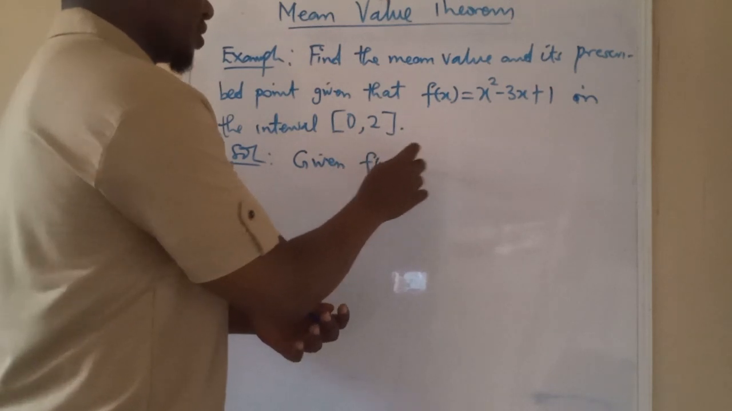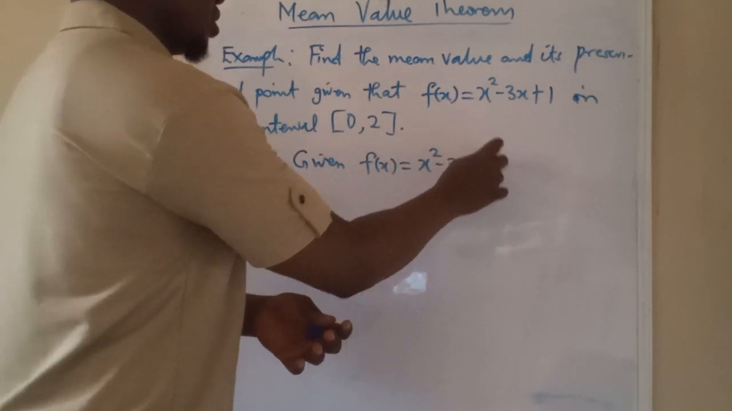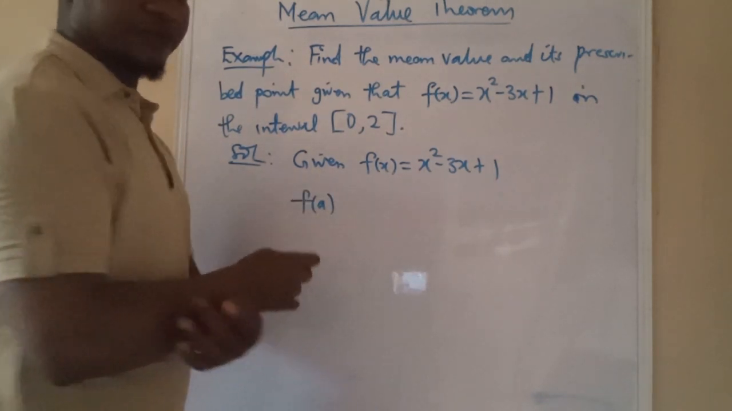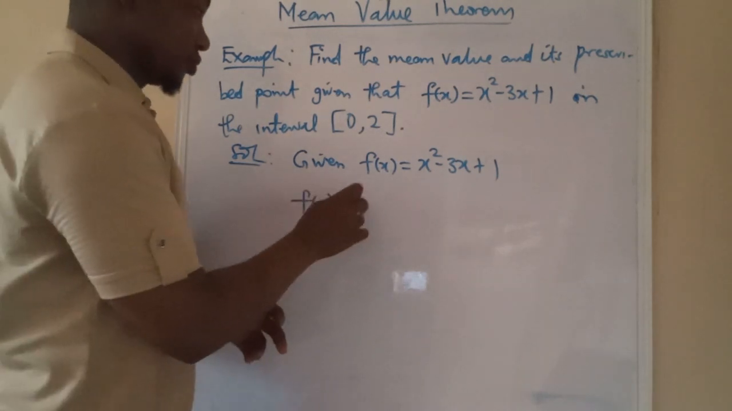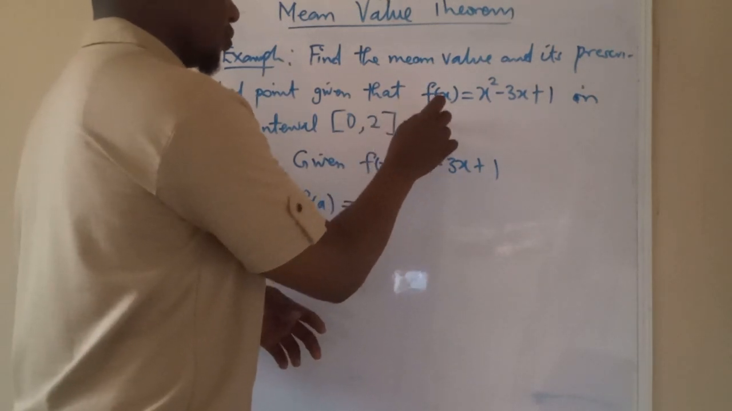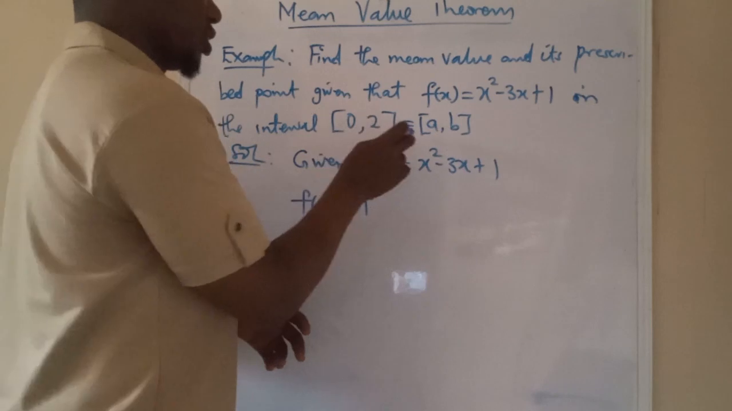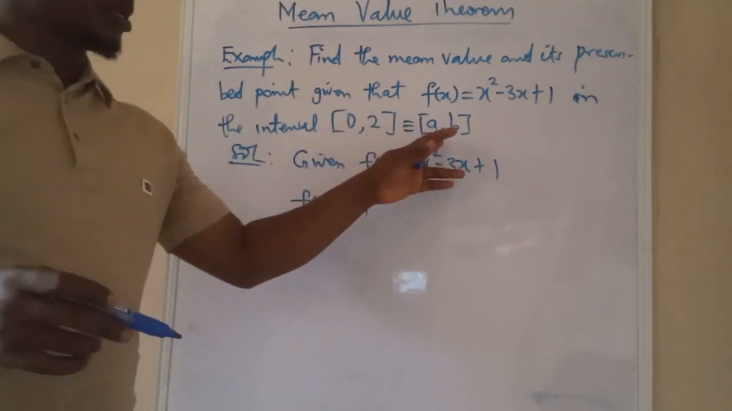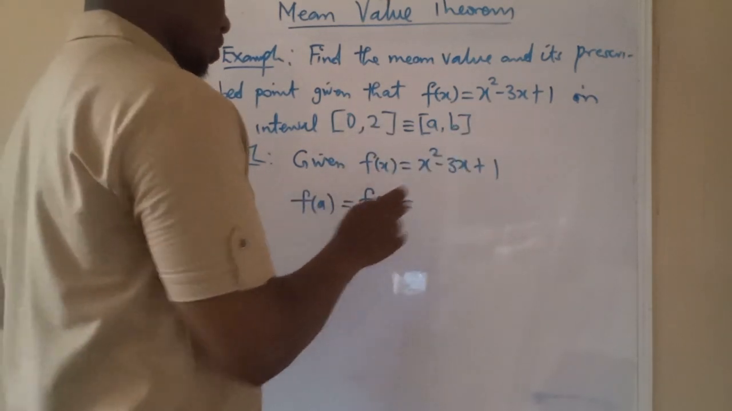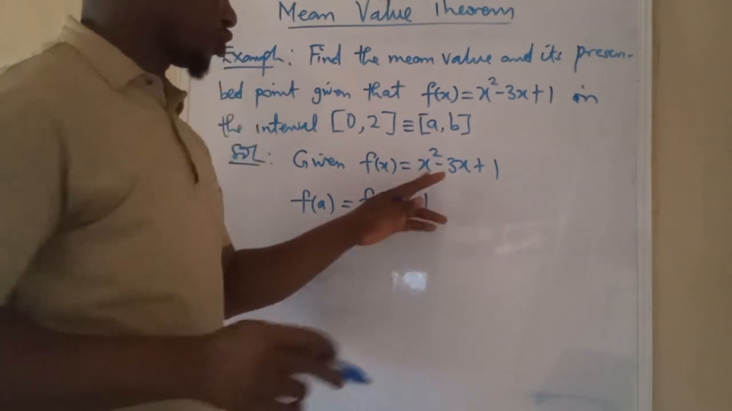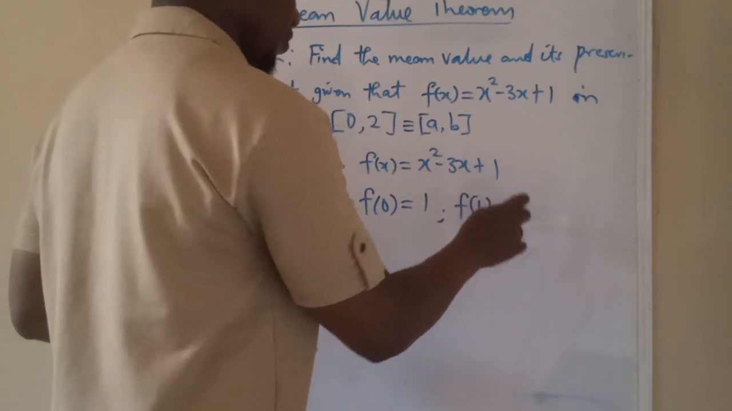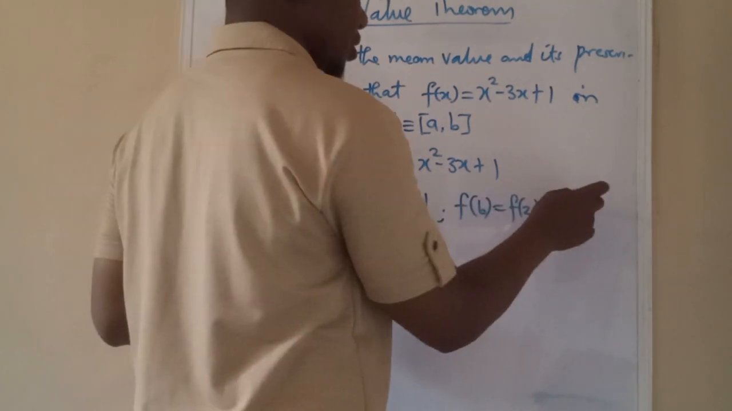Already we have been given this, and from the formula we know what f of a is. F of a is similar to f of 0, because this point is equivalent to a comma b. So the point 0 here implies a, and b is 2. Here we have this to be 1, because this will be 0 minus 0 plus 1. And again, f of b means f of 2, and it will be minus 1.